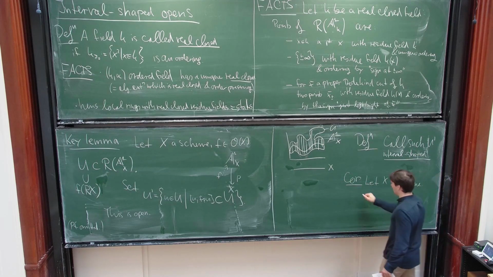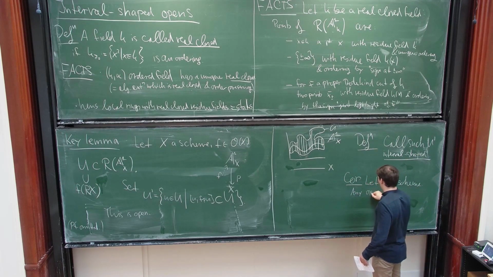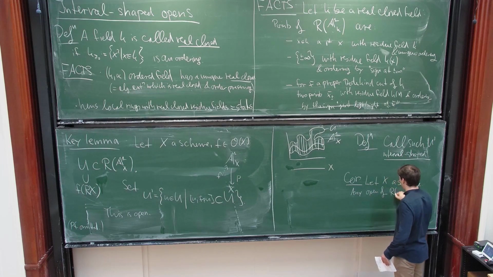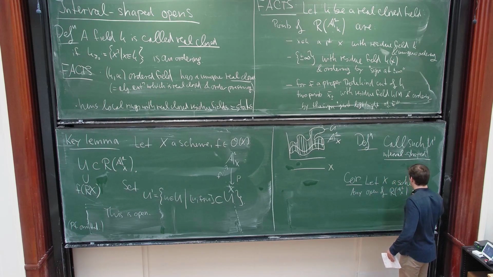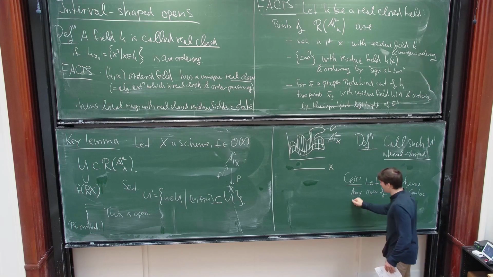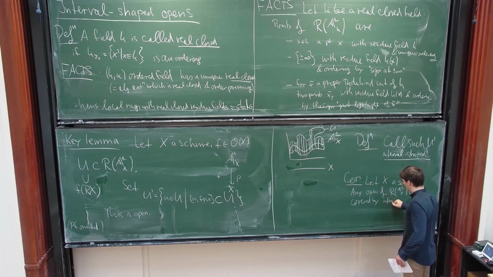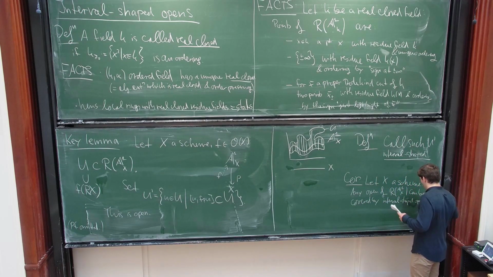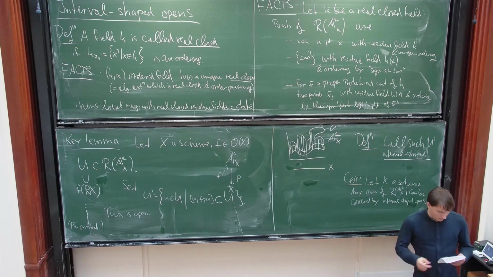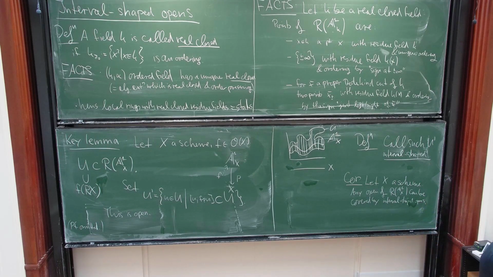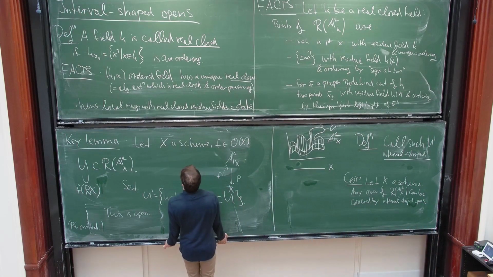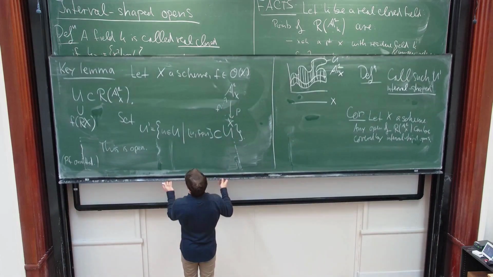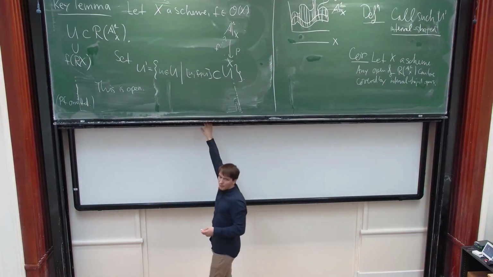So let X be a scheme. Any open of the realification of A1 over X can be covered by interval shaped opens. Okay. So now I only had 2 pages of notes, and I thought this was going to be too little, and it turns out I was wrong. So I think I'm going to skip the proof of 1. It also uses the key lemma, but I think it's less fun than 2.